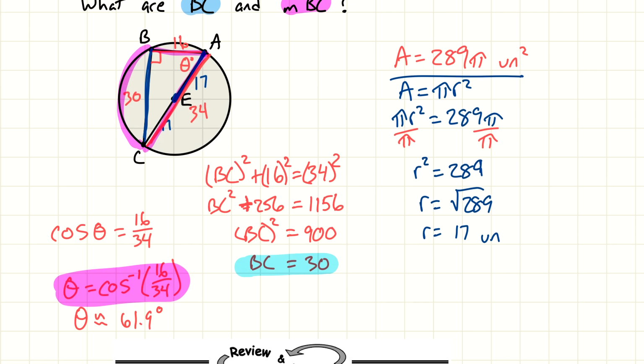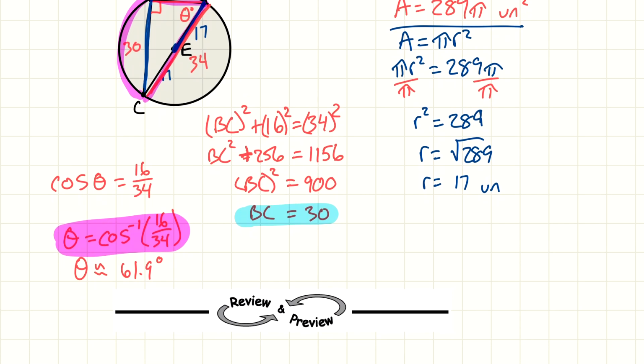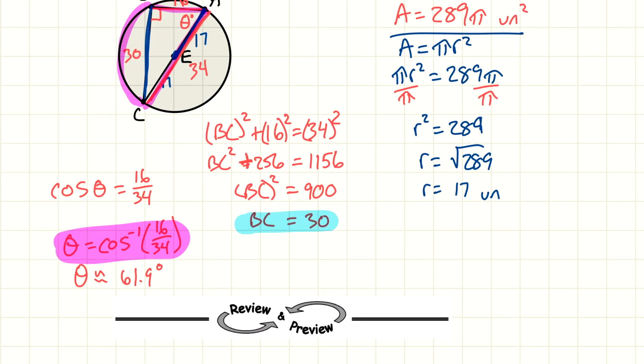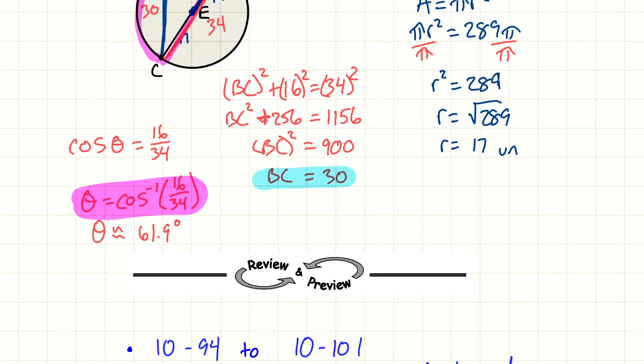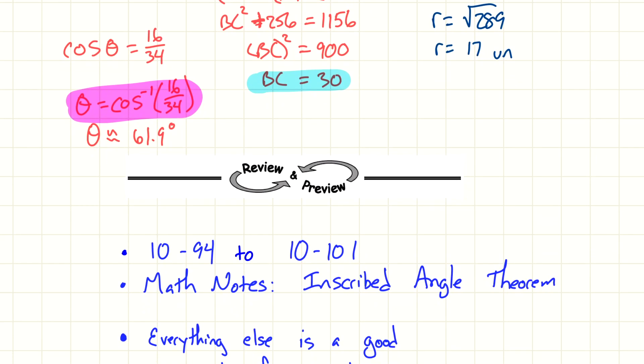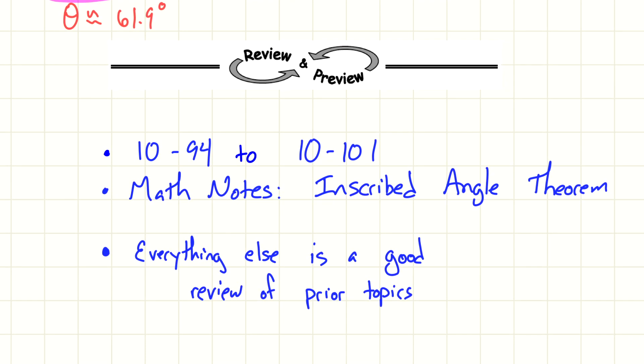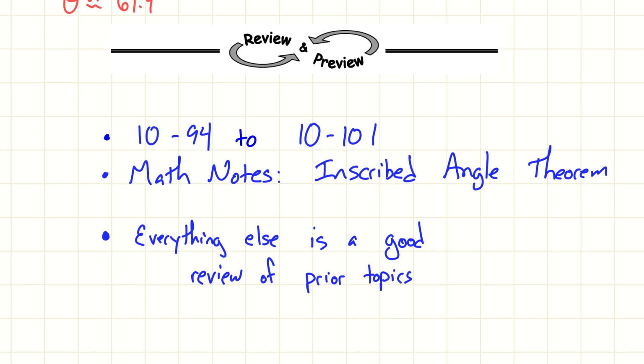All right, so there you go. There's a variety of problems. They all use old skills that are good to know. Look back at those. You probably need to see those a few times just to make sure you understand all of it. As usual, there's a review preview section to help practice. It goes from problem 94 to 101. The math notes in this section go over the inscribed angle theorem, which is a good topic to review. We used it in this lesson. And as usual, everything else is a good review of prior topics.